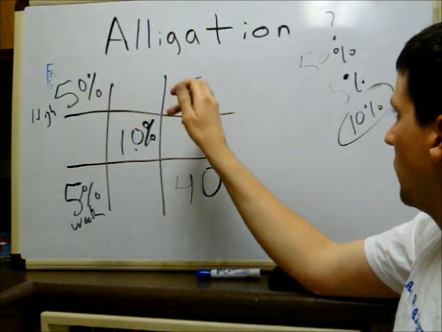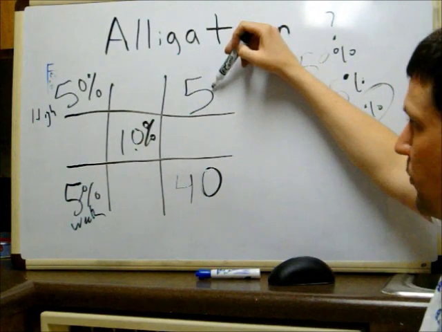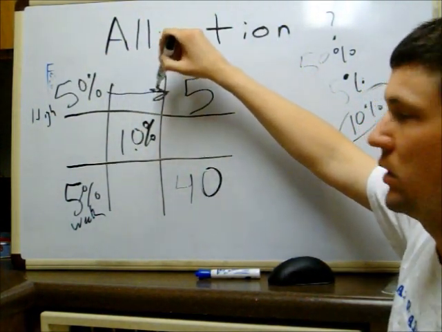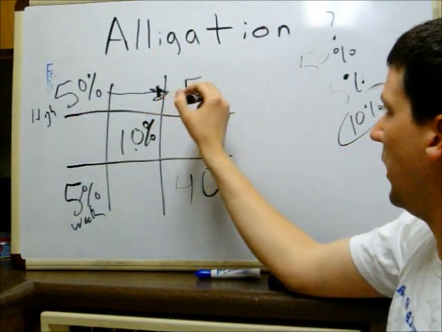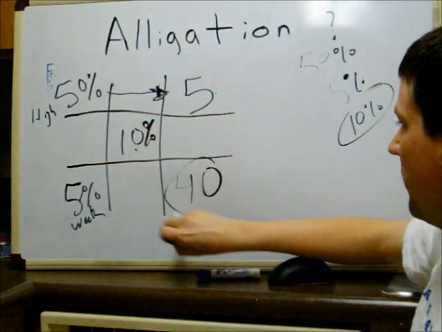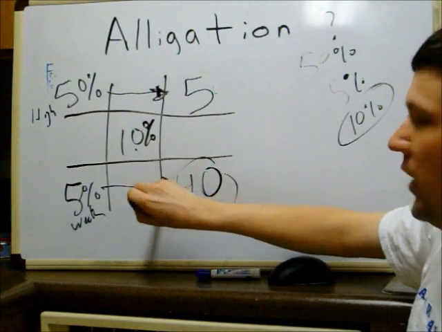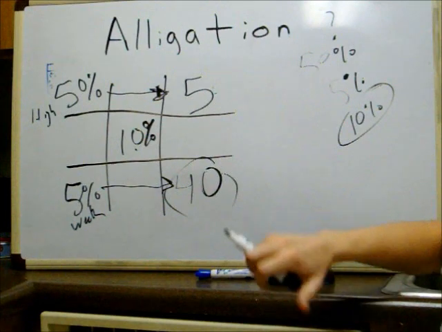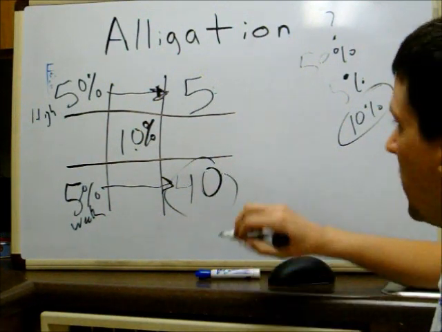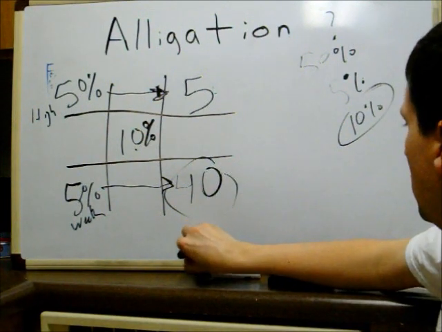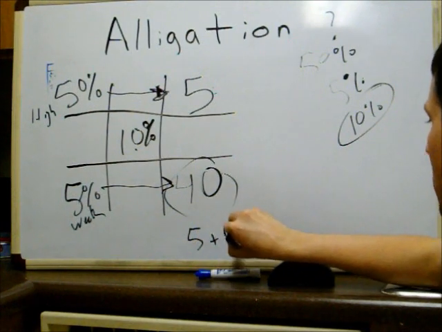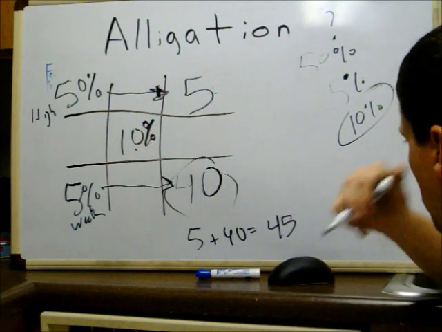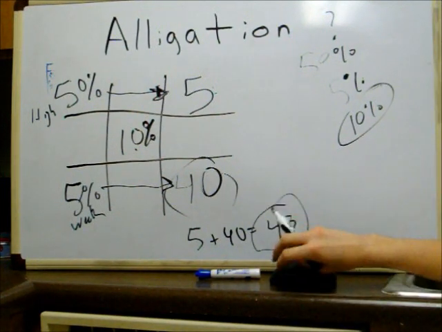Alright, then, so this means that we're going to add 5 parts of this 50%, and then we're going to add 40 parts of this 5% solution. We add these together to figure out how many total parts we have. So 5 plus 40 is 45. Okay, so we have 45 parts total.